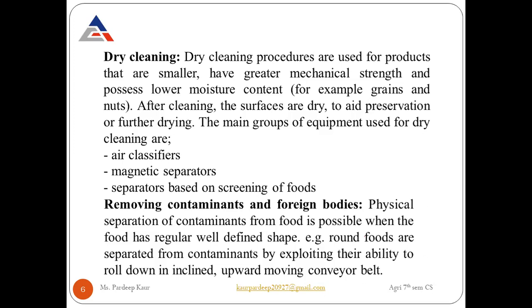For example, round foods are separate. For example, potato can be cleaned with the help of a conveyor belt or with the help of a roller down incline machine. So this is removing contaminants and foreign bodies.